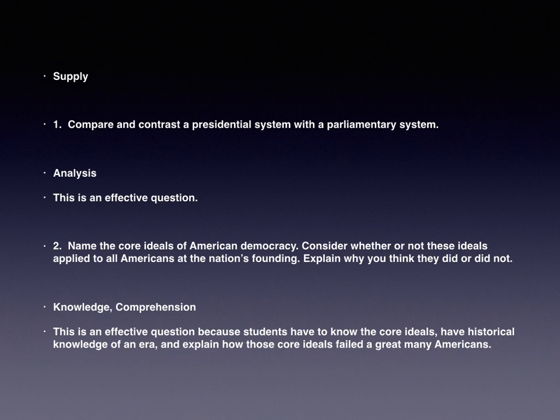For our supply questions, I chose five from the textbook. First, compare and contrast the presidential system with the parliamentary system. The Bloom's taxonomy level is analysis. This is an effective question. The next question I chose, the Bloom's taxonomy level is knowledge and comprehension. This is an effective question because students have to know the core ideals, have historical knowledge of an area, and explain how these core ideals failed a great many Americans of the time.